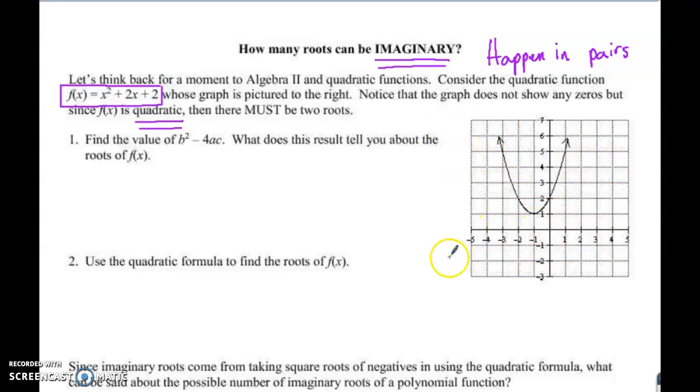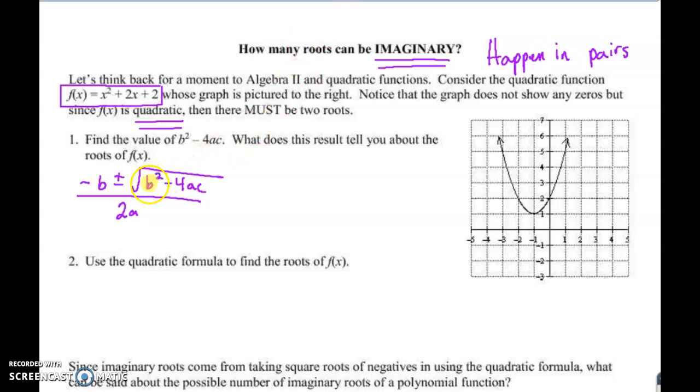Well, does it cross the x-axis? No. So that means there's no real roots. And if you did the quadratic formula, let me write that down. Negative b plus or minus the square root of b squared minus 4ac, over 2a. I hope you memorized this last year. You might even use it this year.